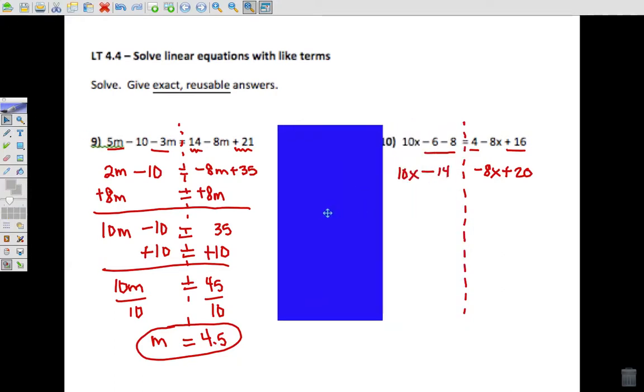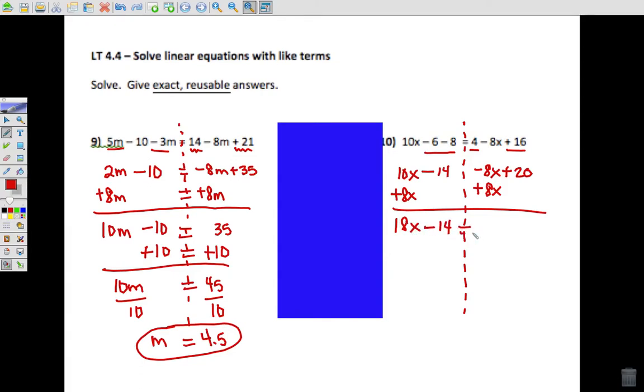At this point again, I don't want this variable term on the right side of the equation. Since it's a negative 8x, I would add 8x to eliminate it on that side, which means I have to add 8x on the left side as well. And I end up with 18x minus 14 equals positive, because of the plus in front of it, 20. I don't want this minus 14 on this side, so I'm going to add 14 to that side, which means I have to add 14 to the other side. And I end up with 18x equals 34.